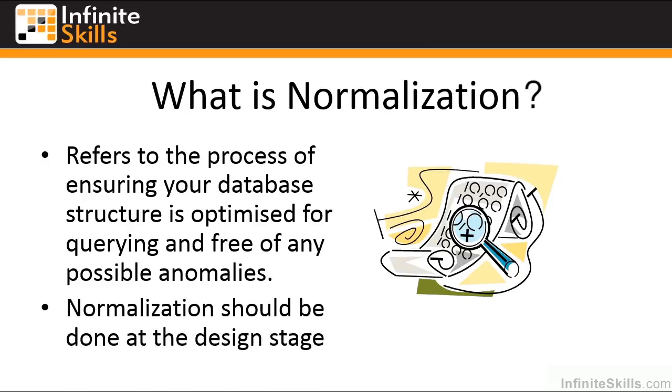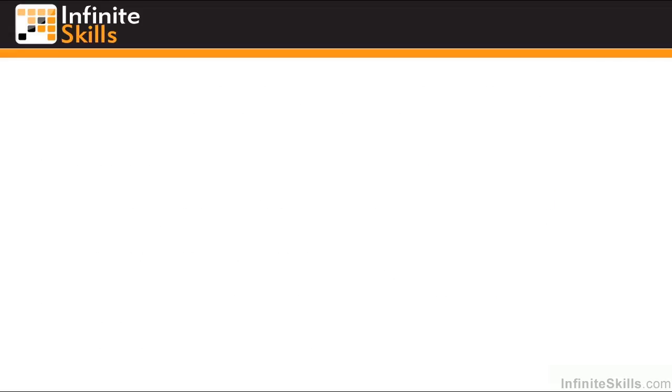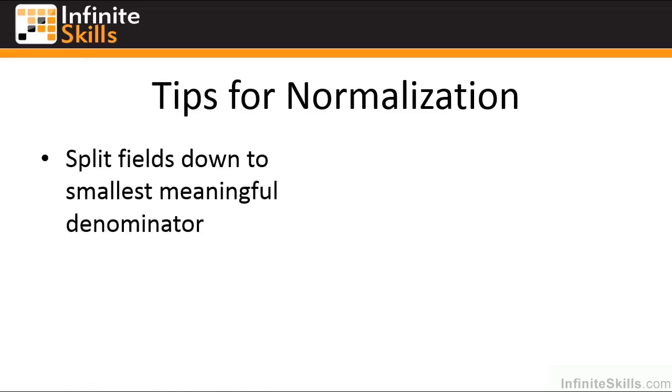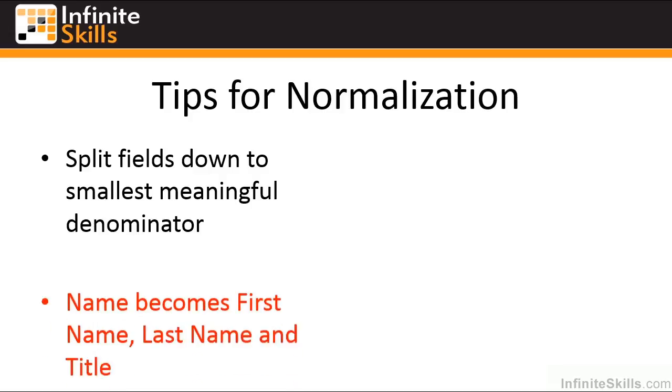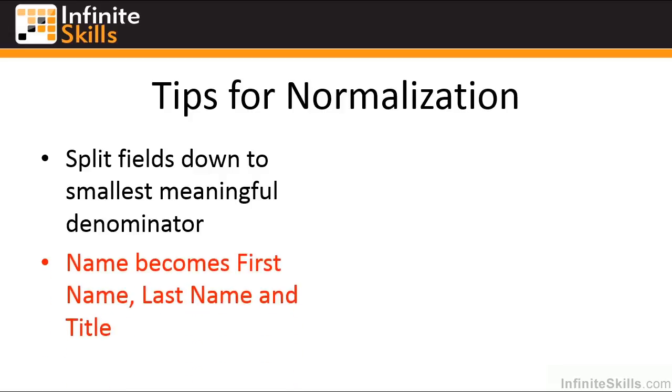Your normalization should actually be done at the design stage, not retrospectively when looking at a database. Ideally, obviously. So what is normalization? Well, it's things like splitting down the fields into the smallest meaningful denominator. Now that's the important bit, the smallest meaningful denominator. So we would take the name field, if you had a name field, and split it into first name, last name, and title. You may even take a telephone number field and split that into the dialing code and the main telephone number, but only if that makes sense and is meaningful.